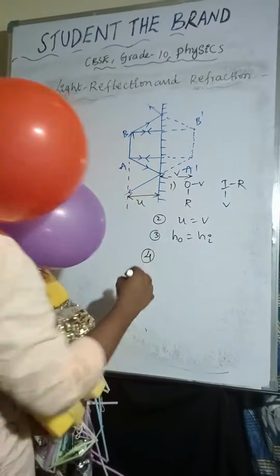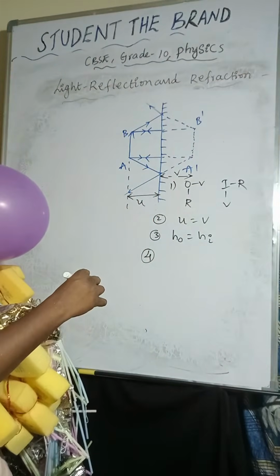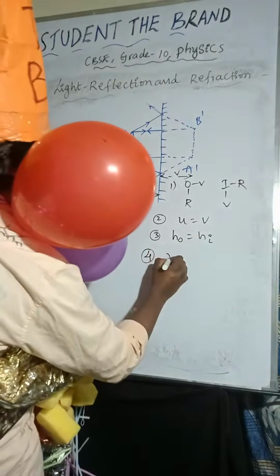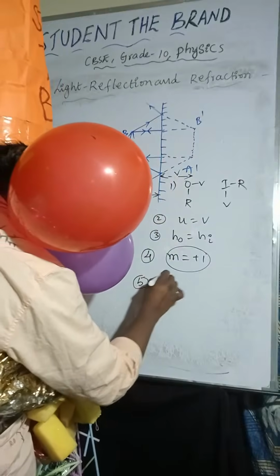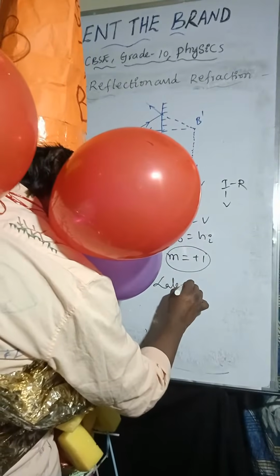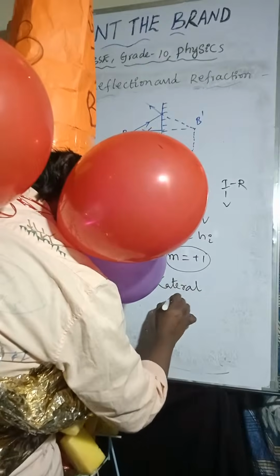And fourth one, magnification of the plane mirror is +1. And fifth one is, it also shows lateral inversion.